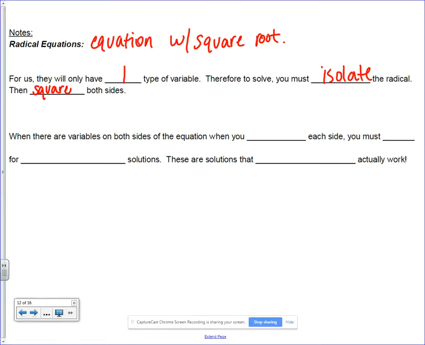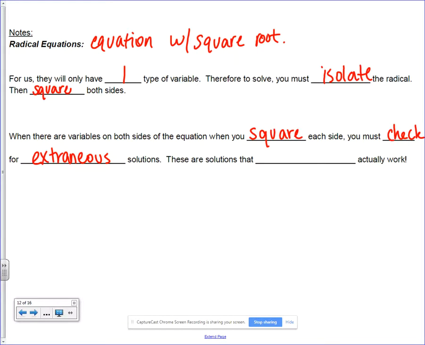When there are variables on both sides of the equation, so flip your paper over and take a look at those equations. You all see how there's variables on both sides? Yes, so that's the new stuff today. When there are variables on both sides of the equation, when you square each side, you must check for extraneous solutions. Now that's a big word, right?